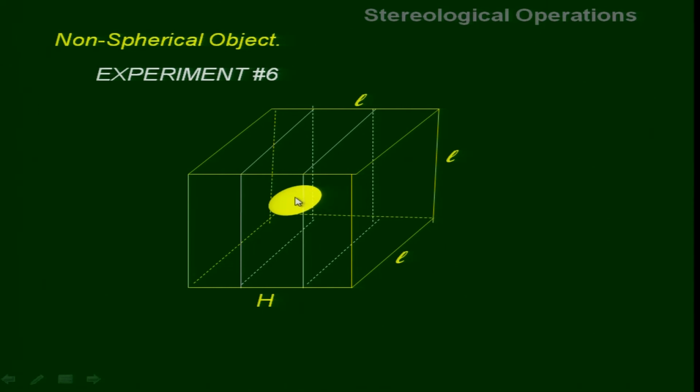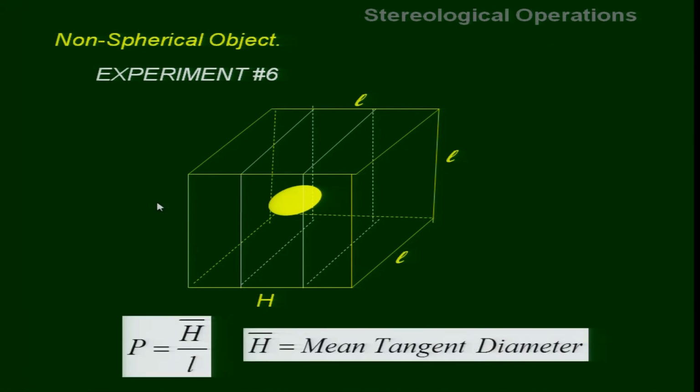But since the particle also takes up a random orientation, we have to consider the average tangent diameter of this particle. The mean tangent diameter would be the average over all possible orientations of this particle. Hence, the probability would be equal to h bar upon L, where h bar is the mean tangent diameter.